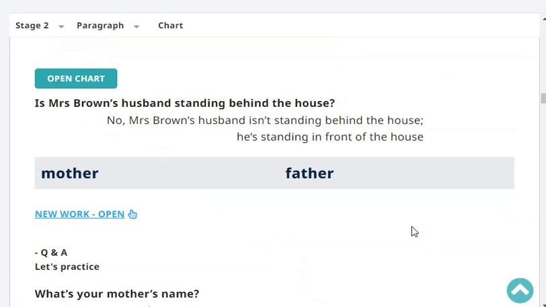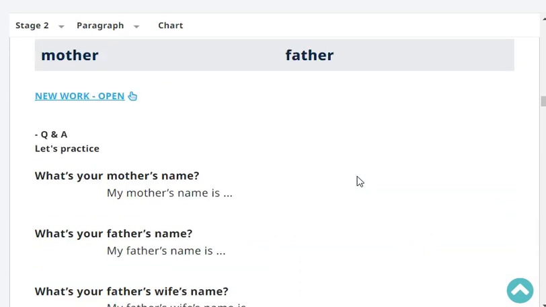Mother, father. What's your mother's name? My mother's name is Aya. What's your father's name? My father's name is Hiroyuki. What's your father's wife's name? My father's wife's name is Aya. What's your mother's husband's name? My mother's husband's name is Hiroyuki.